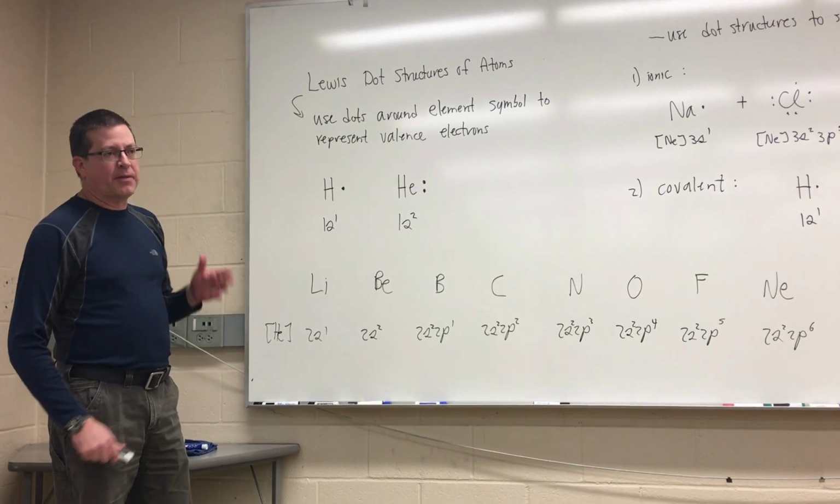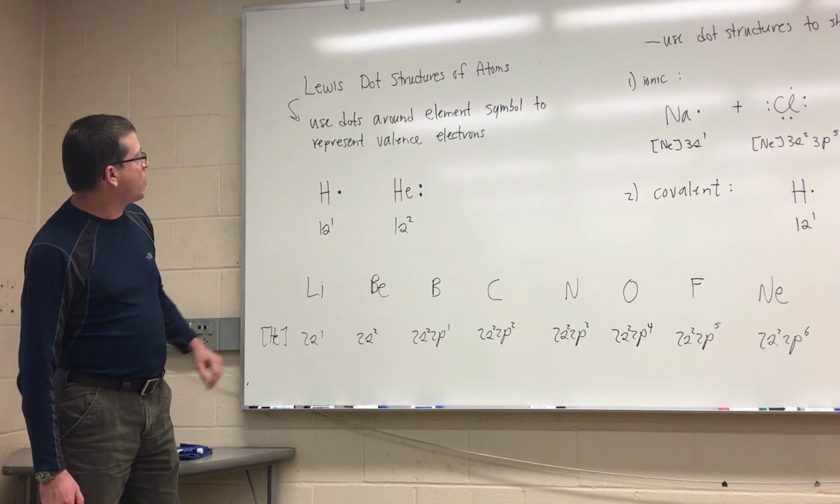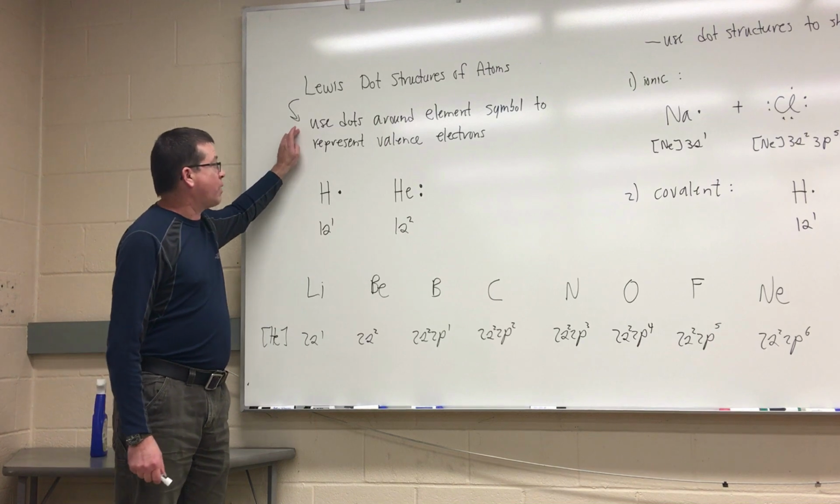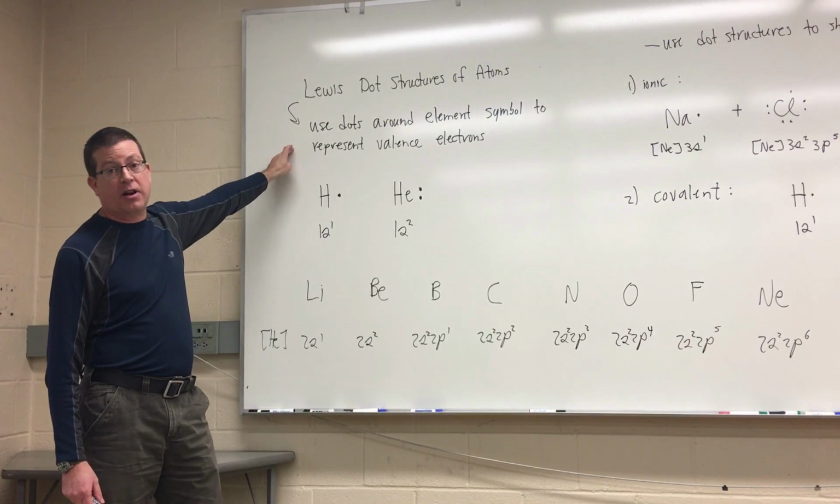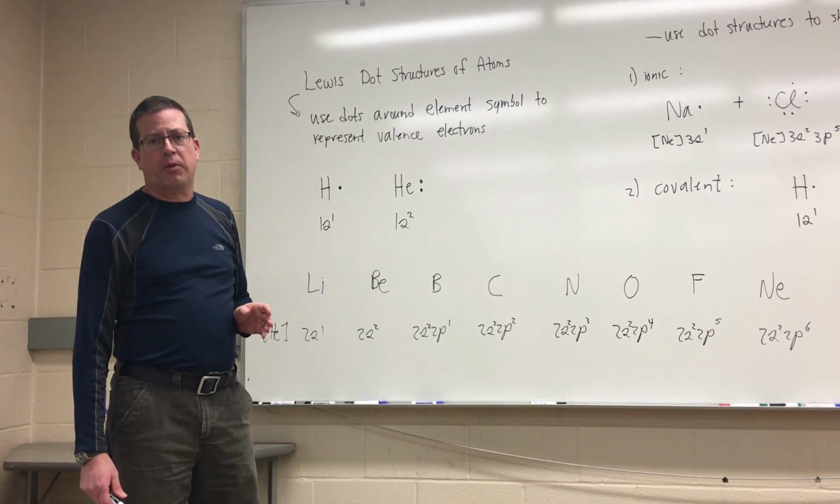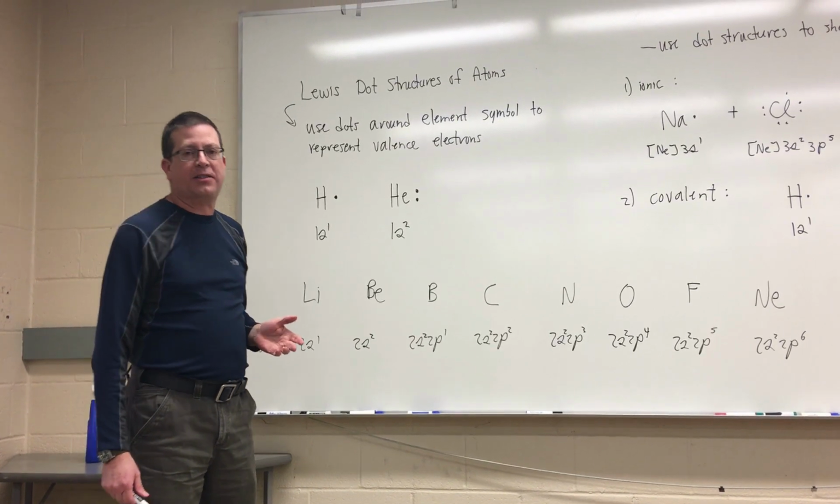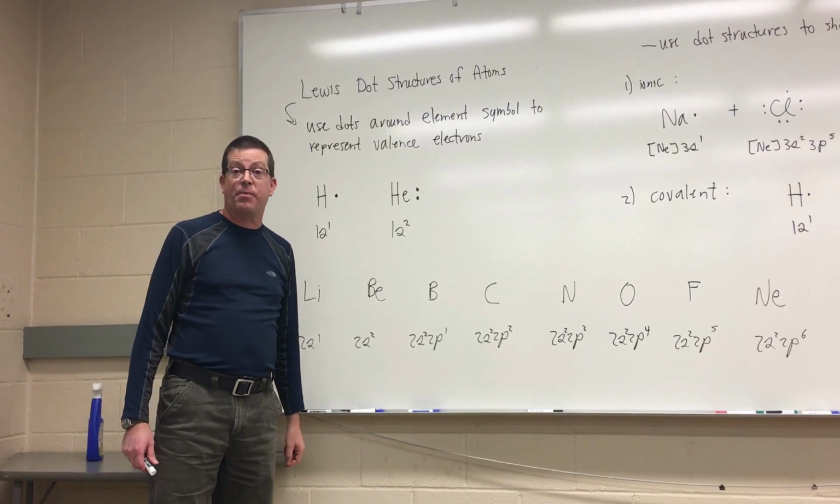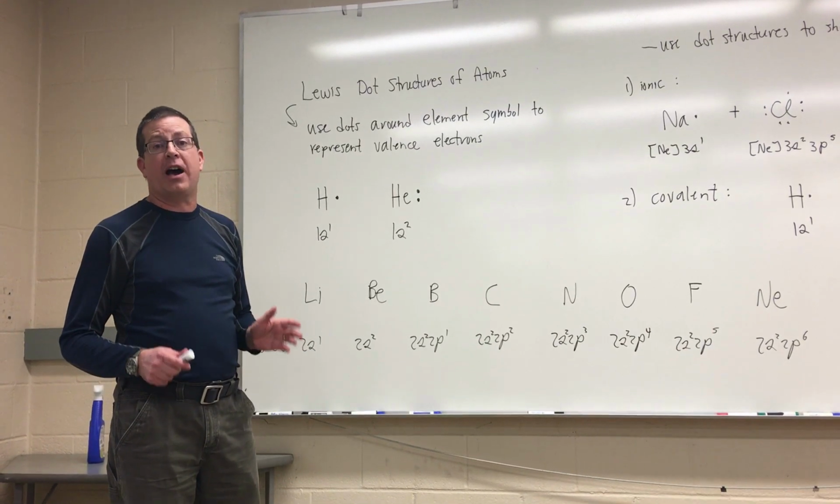So first of all, if I want to make a Lewis dot structure of a particular element, what I want to do is to use dots around that element symbol to represent only the valence electrons. Now the reason why we do this is because, as you'll recall from lecture, only the valence electrons are involved in the bonding process, whether it's the formation of an ionic bond or the formation of a covalent bond. The core electrons do not matter.